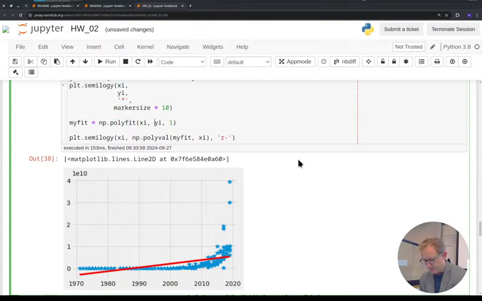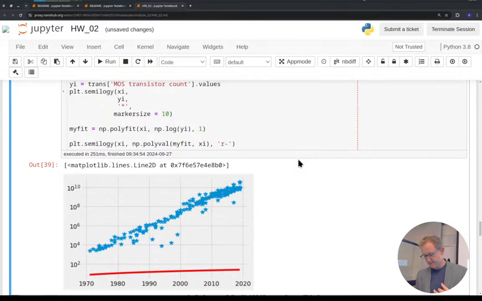And for polyfit, really what I want to do is look at some kind of log scale y. So log of that y data, and then do a fit. And then plot that fit. But there's still something off about it. Do you know what's off at this point?